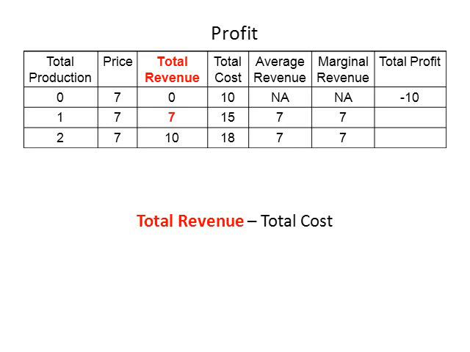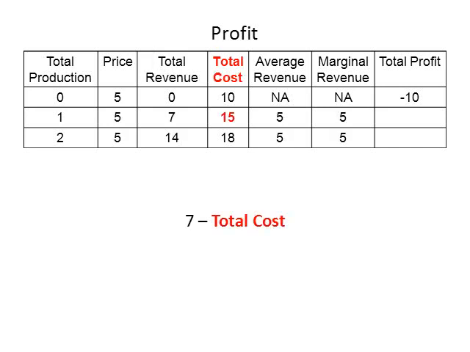Next, locate the total revenue in the table and total revenue in the formula. Notice that 7 is the total revenue in the second row of numbers on the table. Next, substitute 7 in for the total revenue. Next, locate the total cost in the table and the total cost in the formula. Notice that the total cost of 1 unit is 15.